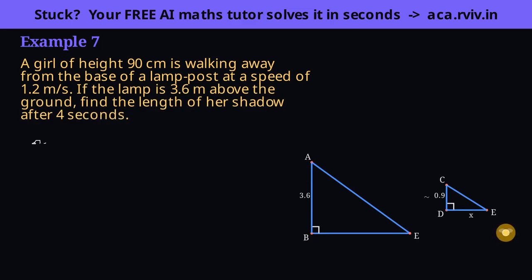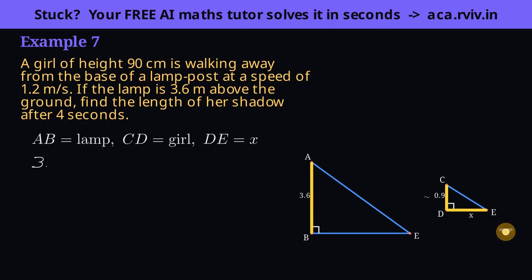Let's build the picture, because a clear diagram is half the battle. The lamppost is the tall vertical AB. The girl is the shorter vertical CD standing further along. Light streaks from the lamp top A, grazes her head, and lands at E, the tip of her shadow. So her shadow is DE, and that's what we want. Let's call its length x meters.